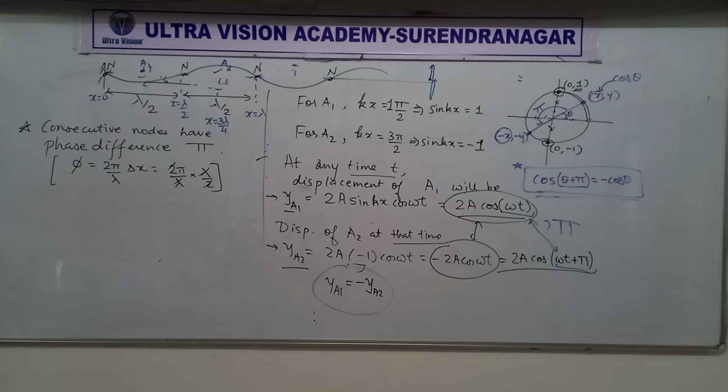See, right now A1 is down, A2 is up. Now here A1 is up and A2 is down. So they are always going to be opposites of each other. Is it fine? Okay, now we are going to increase the frequency. If you increase frequency, wavelength will decrease, right? So let's see what happens.